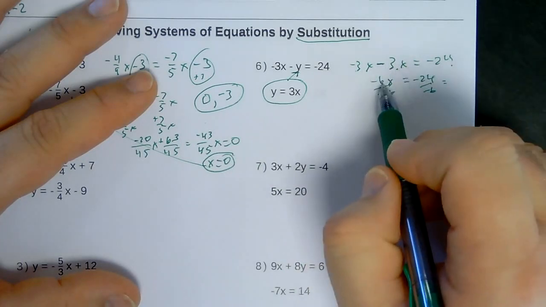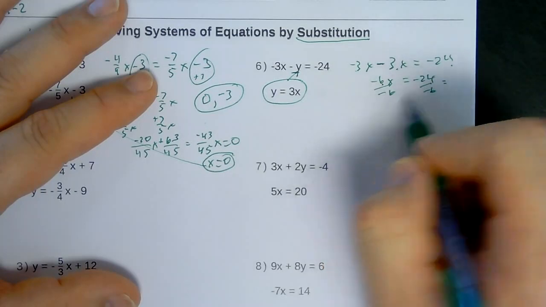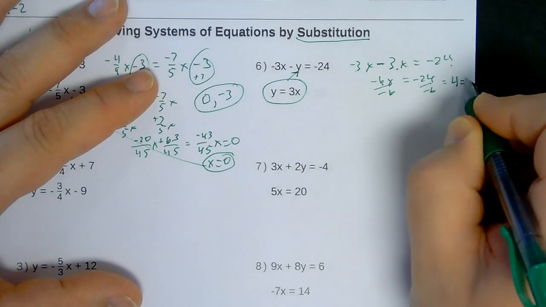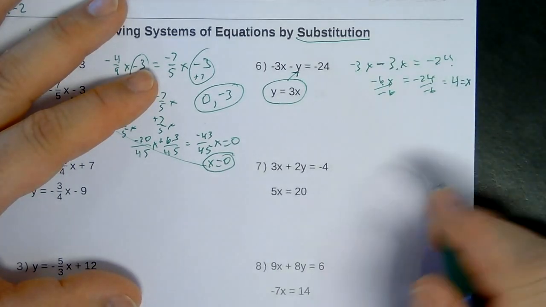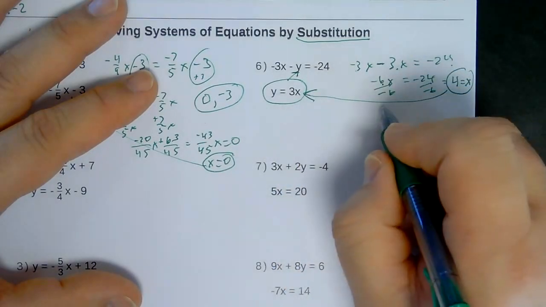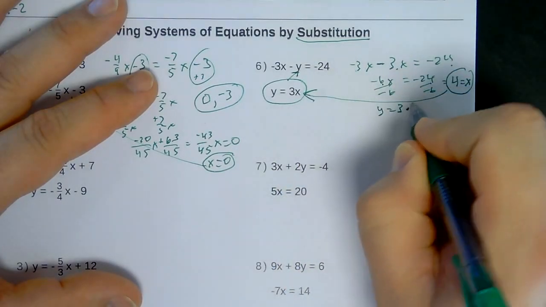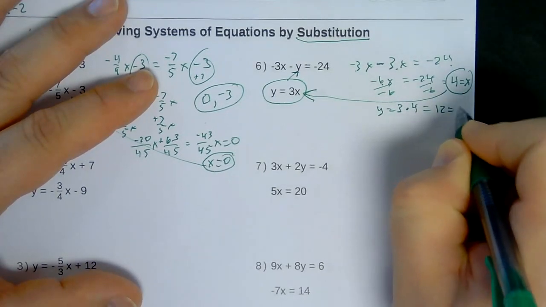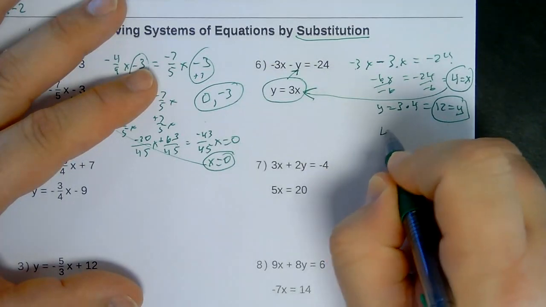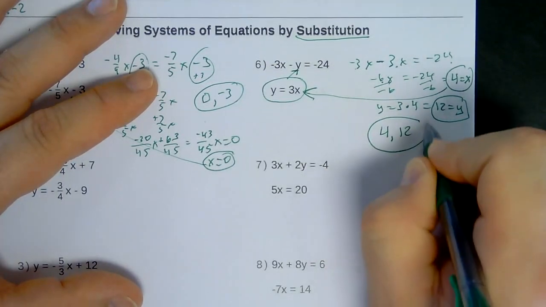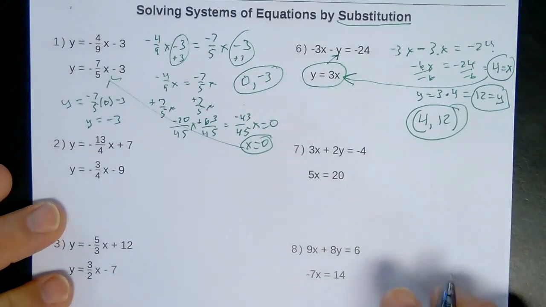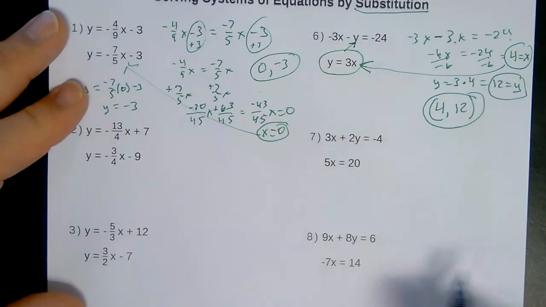Negative 3x minus 3x is negative 6x. Then divide both sides by negative 6. And I get x to be 4. Okay. So if x is 4, I'm going to plug that into that equation. y equals 3 times 4, and that is 12. So my final answer would look like this as a coordinate pair, 4, 12. Final answer.